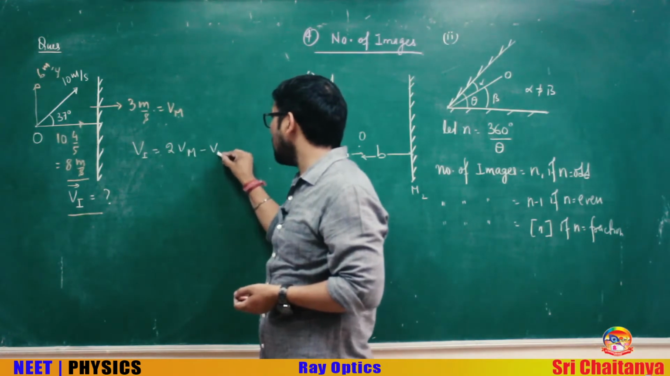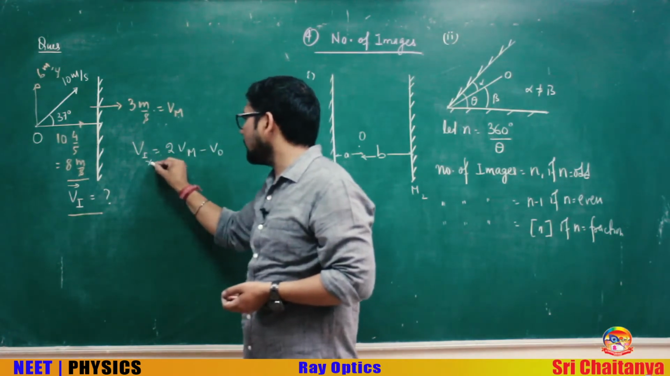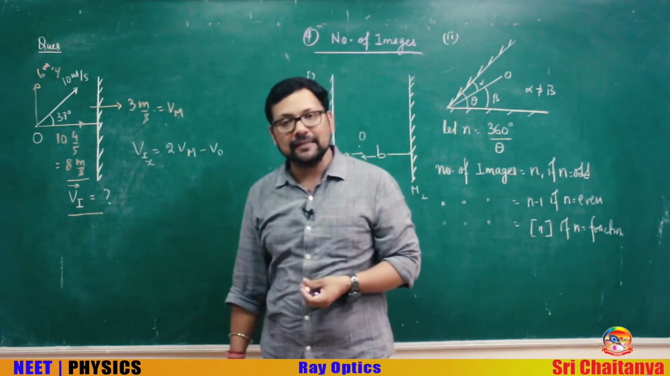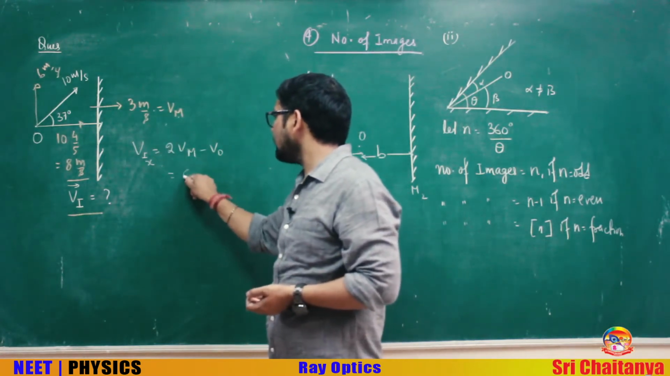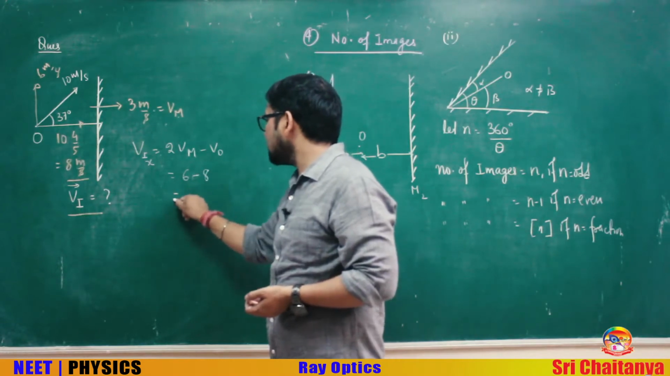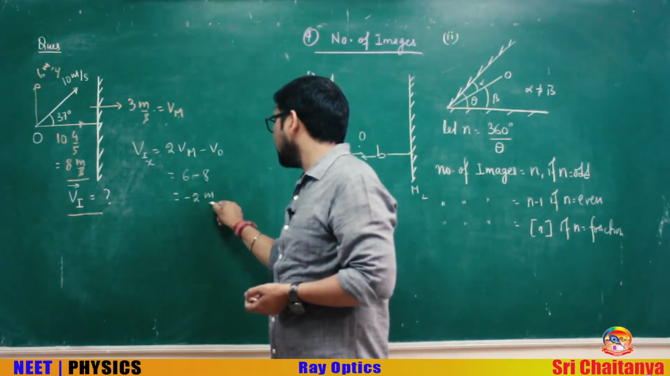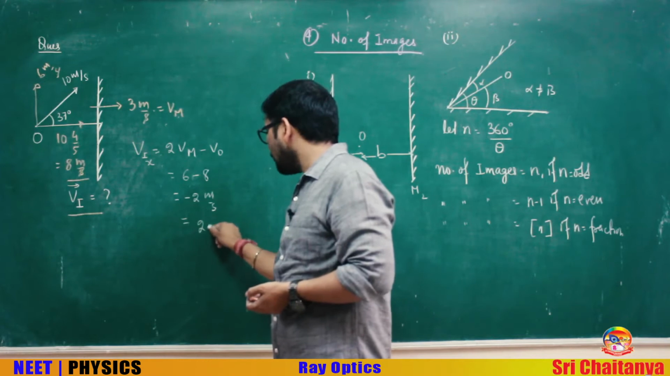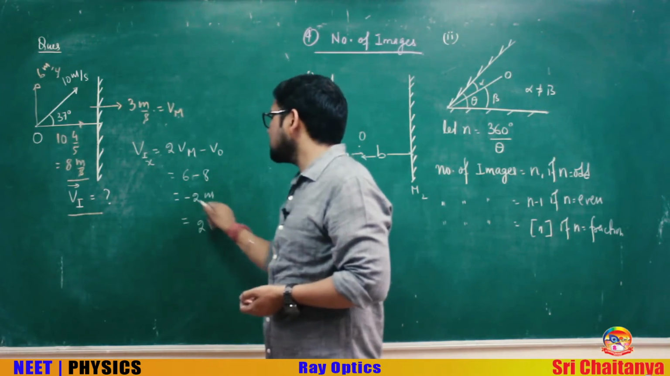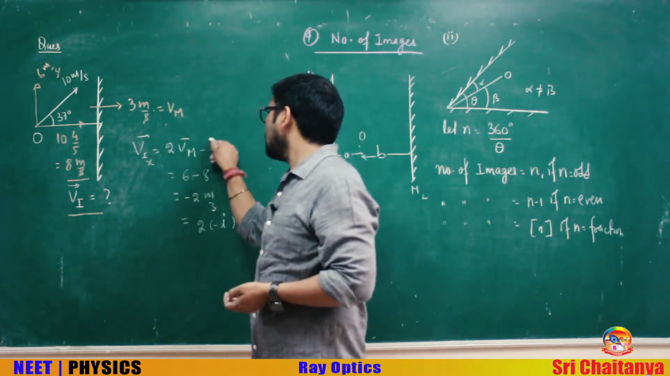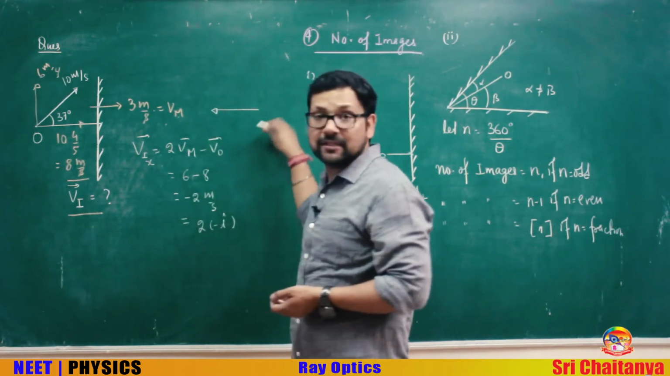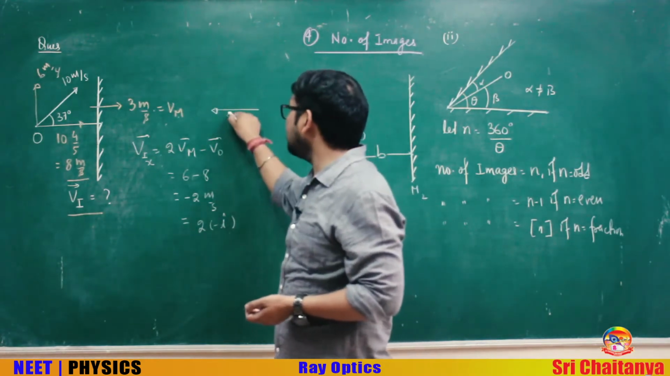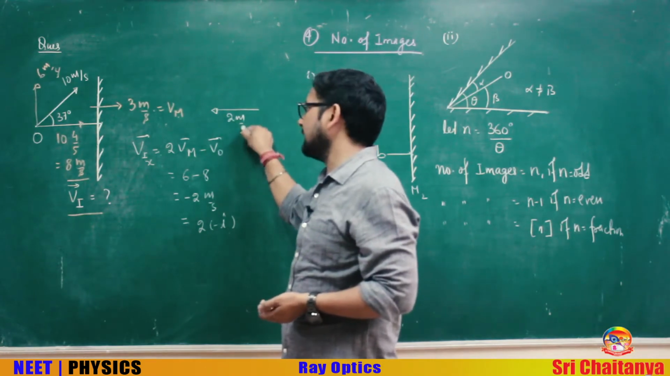So for this we can use the formula: velocity of image is twice velocity of mirror minus velocity of object. We can see this is the velocity of image in the x-axis. Twice velocity of mirror, 6, minus velocity of object, 8. This is minus 2 meters per second. It means this is minus 2 i cap. So you can see the image velocity along the x-axis is along the negative x-axis with a magnitude of 2 meters per second.